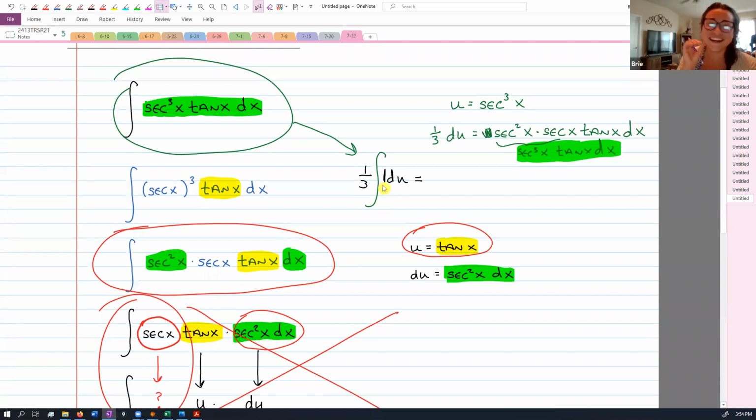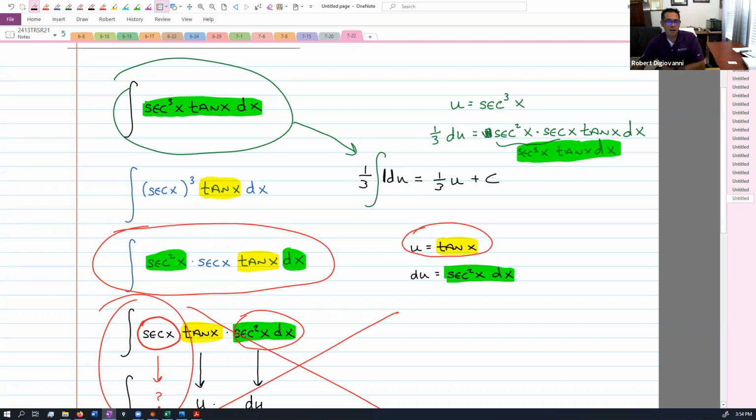Sorry, my computer keeps freezing, so I'm getting bits and pieces. Okay, so what is the antiderivative of 1? But be careful, the variable's u here. So the antiderivative of 1 would be just u. Yeah, right? So this would be 1/3 u plus a constant. What do y'all think? Is this right?